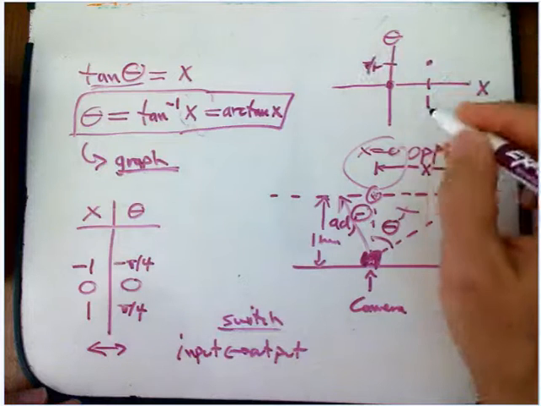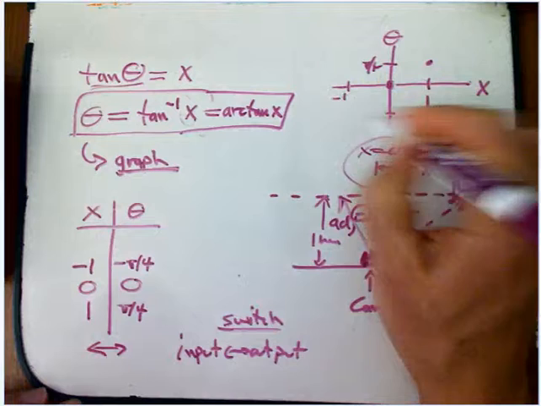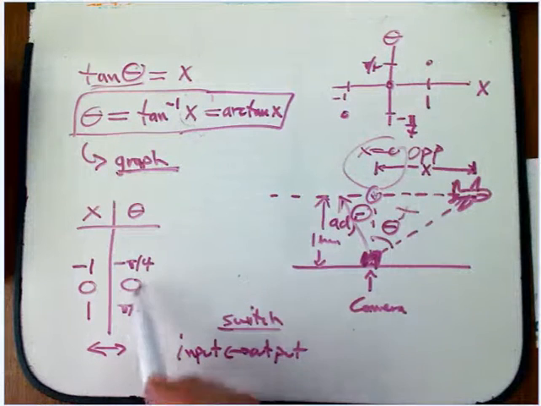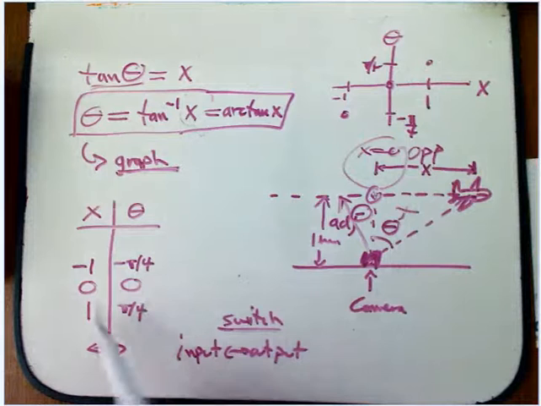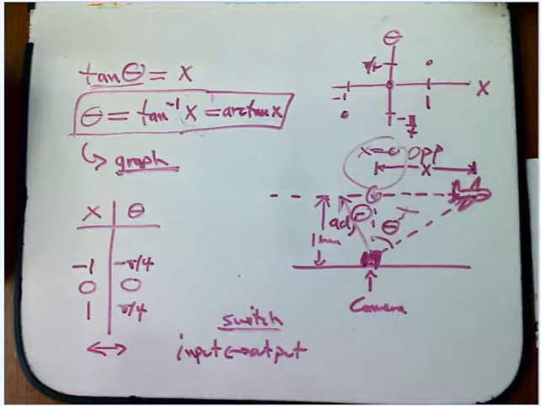Pi over 4. And the inverse tangent of minus 1 is minus pi over 4. Okay. Well, I could do other things like pi over 3, pi over 6, and everything like that, and then I could connect the dots, but there's a better way to do it. There's a better way to think about it, okay? And that is to remember some stuff about general inverse functions.